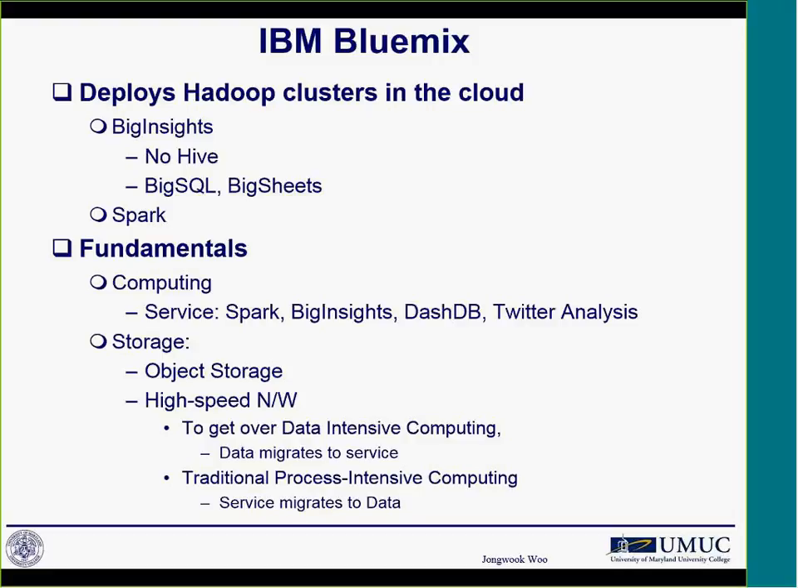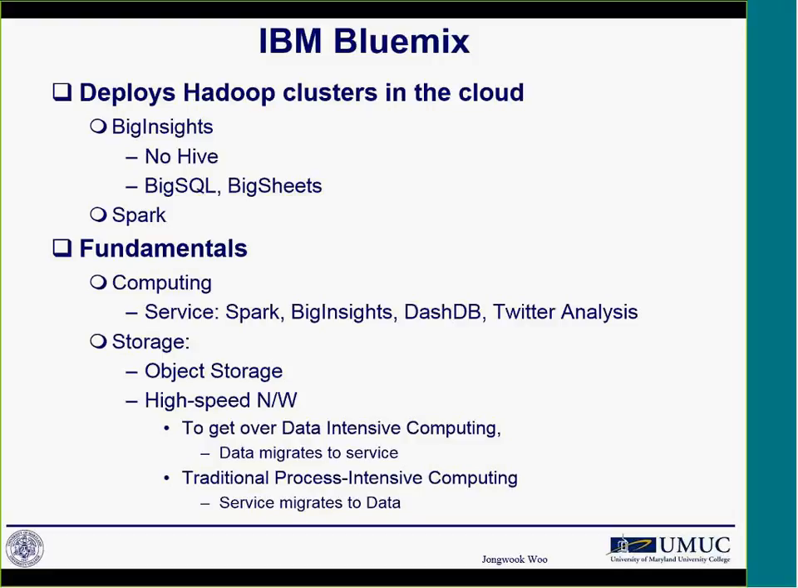But it supports Spark because IBM was behind the big data industry. But fortunately, after Spark came out, IBM invested a lot on Spark. So now they try to catch up with the other cloud computing vendors such as Cloudera and Hortonworks. So the fundamentals of IBM Bluemix is that there are many services such as Spark, DB, Twitter analysis.